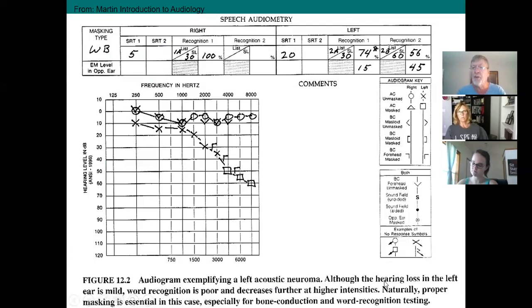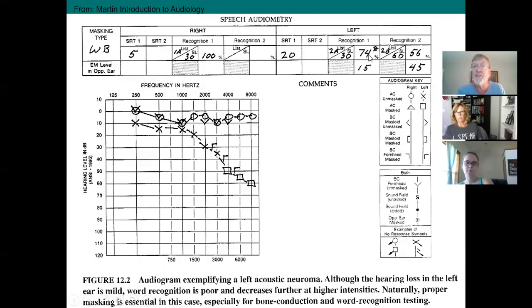And read what it says. Although the hearing loss in the left ear is mild, word recognition is poor and gets worse at higher intensities. So look at the right ear. SRT is 5. That's in agreement with pure tone averages. They did speech at 30 dB only, and the guy got 100% in his right ear because his right ear is normal. Left ear, SRT agrees with pure tone averages, average of 500, 1,000, and 2,000 hertz, so it's around 20. And then they did speech at 30 dB sensation level, over top of his SRT, so they probably did it at 50.